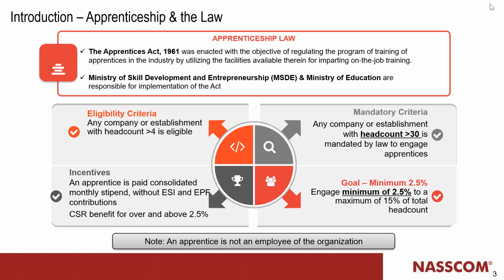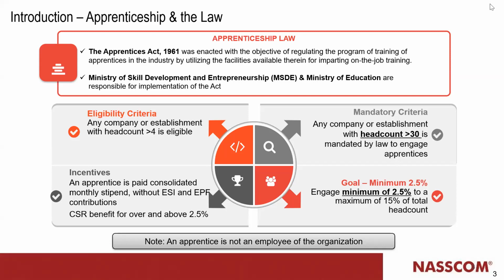Engaging apprentices is an obligation of an organization registered in India to use its infrastructure and technical expertise to impart skills to the entry-level workforce who are qualified but not skilled. That is an obligation the government expects from established companies, to skill the entry-level workforce, preparing them for future work. That, in principle, is what the law is all about. So they said that a minimum of 2.5% of your headcount needs to be engaged as apprentices at any given point of time in a financial year. That is a must. The minimum threshold is 2.5.